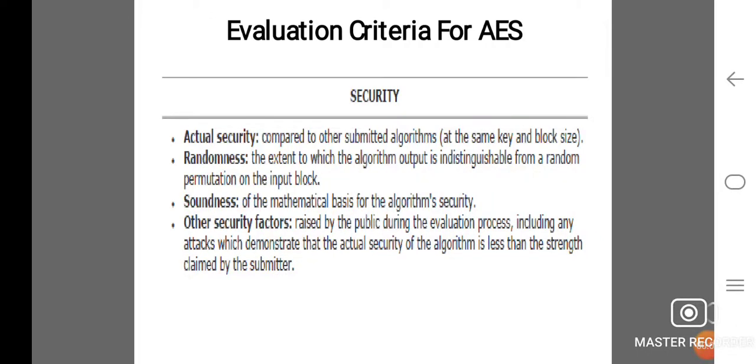Evaluation criteria for AES security. Actual security: it is compared to other submitted algorithms at the same key and block size that are used to achieve the actual security.